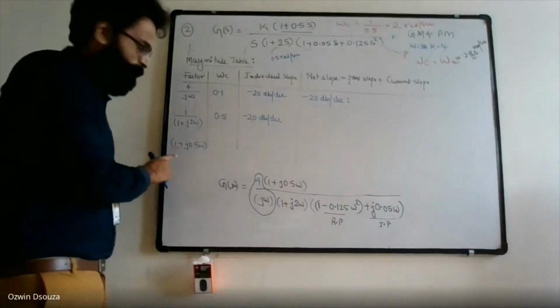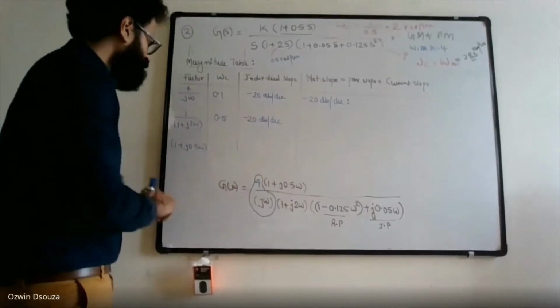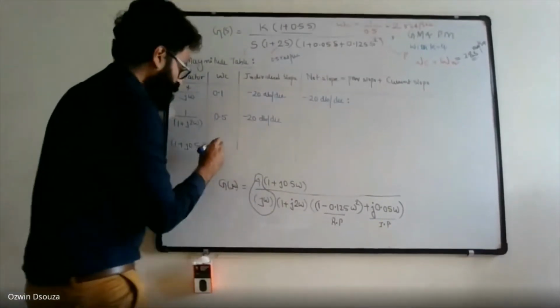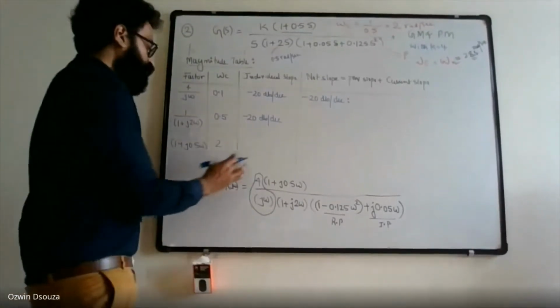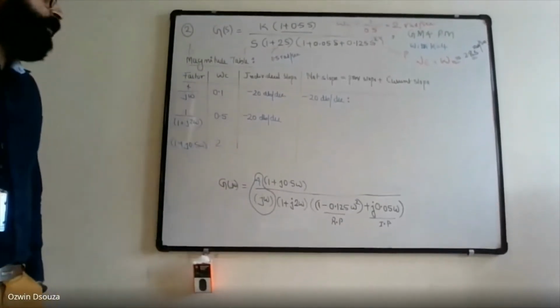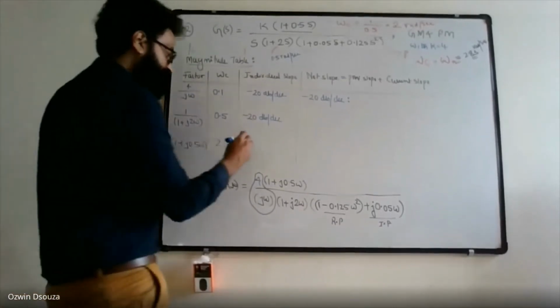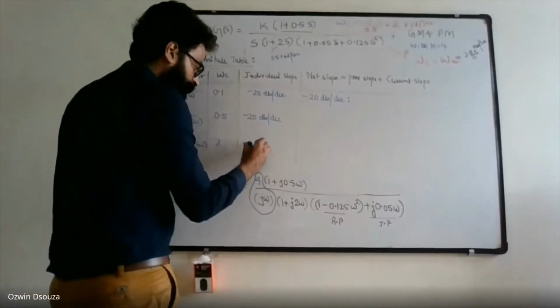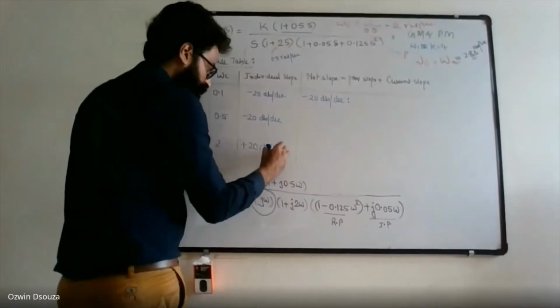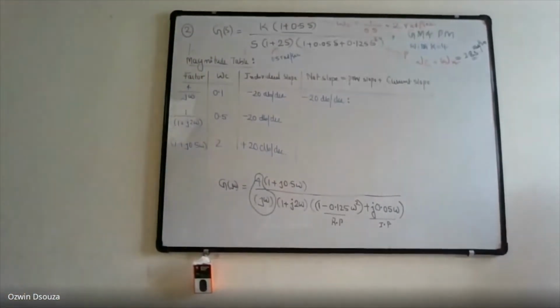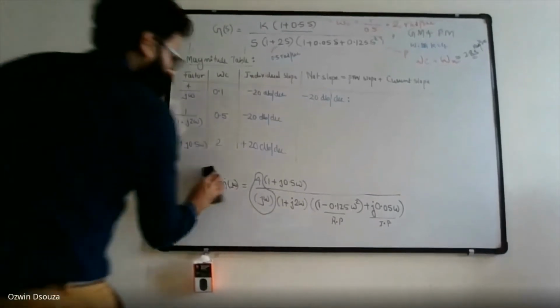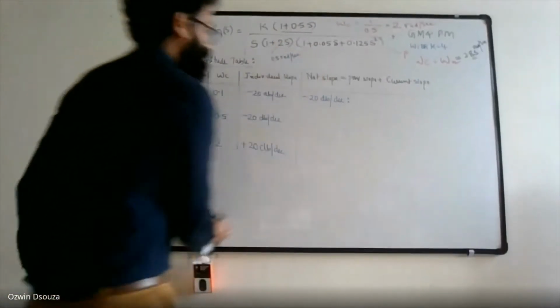So it's a first order zero with a corner frequency of 2 radian per second. All right. So what is the individual slope contributed by a first order zero? You know that zeros always contribute positive slope. So it is plus 20 decibel per decade.